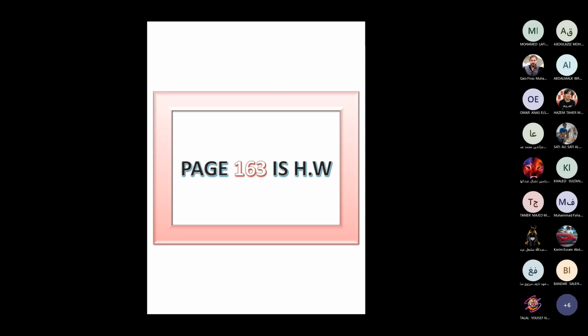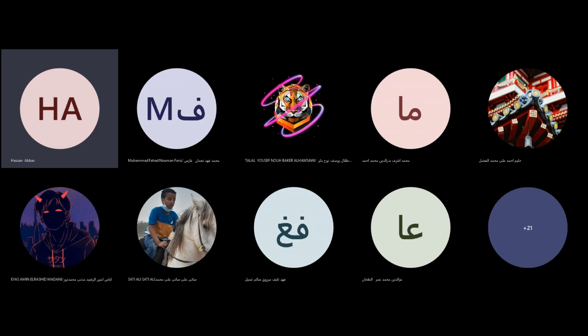Now let's solve the booklet, guys. Page 62 in your booklet. Solve page 62 in your booklet. It's page 62, not 63. 63 is homework. Yes, send it through the WhatsApp. Send it now, guys. Solve page 62 in your booklet, guys, and send it through the WhatsApp.